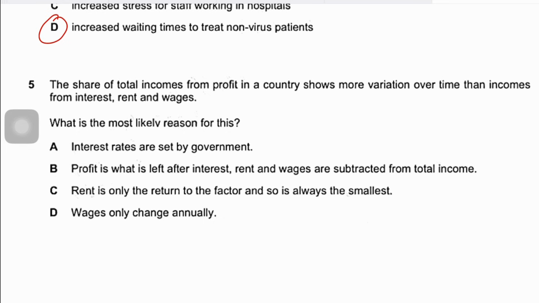And so the statement accurately describes the nature of the profit, and profits can fluctuate significantly because they depend on the residual amount after paying all the fixed costs like interest, rent, and wages, right? And so for this MCQ, B should be the correct answer.